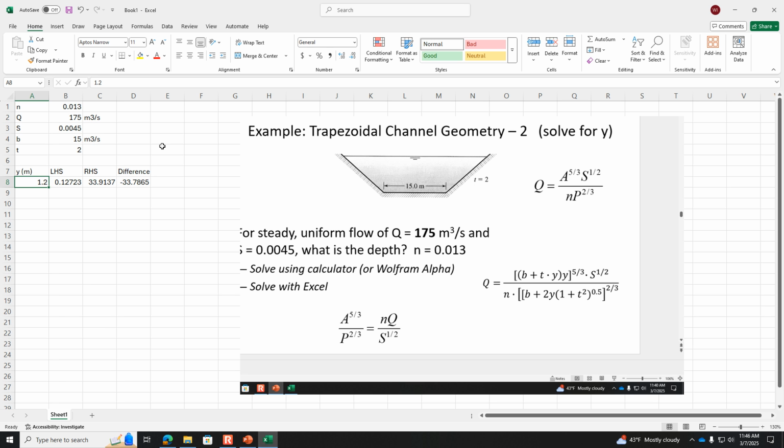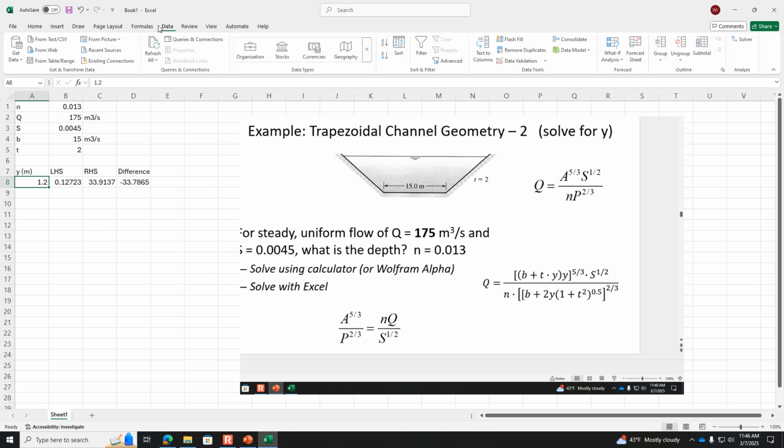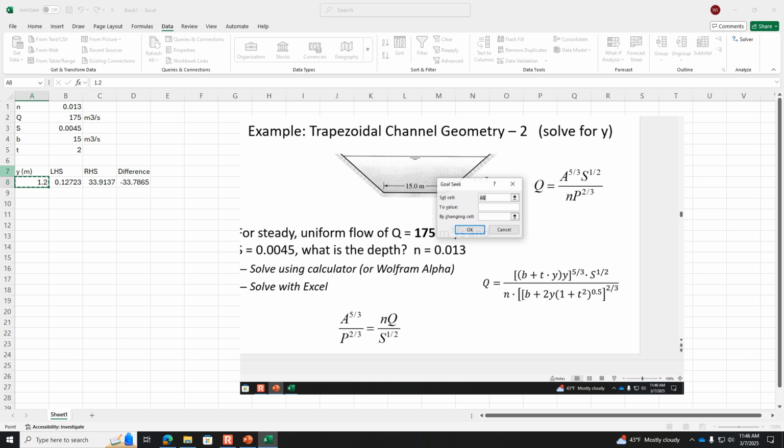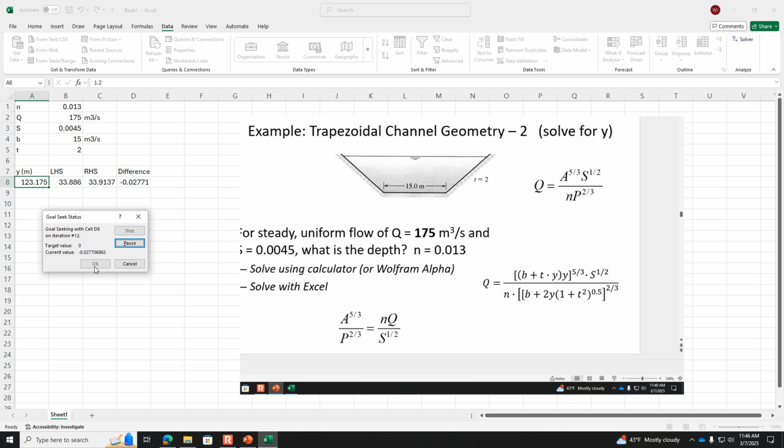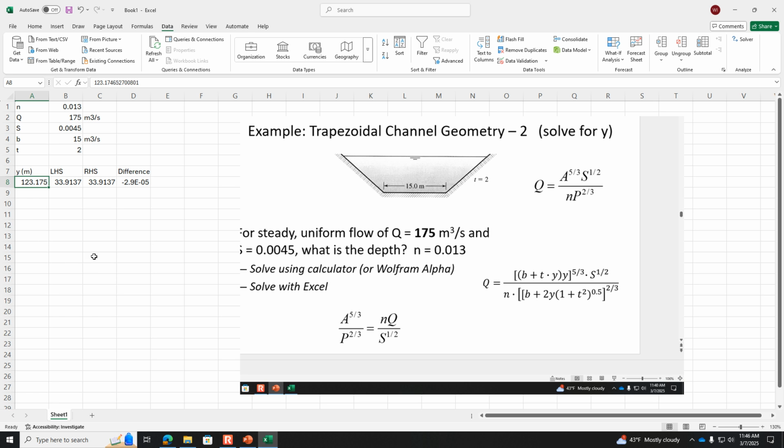Let's try the goal seek and see. Data, what if analysis, goal seek. We want, as our goal, the difference to be 0 by changing the depth. Go. And this is leading me to believe that I may have a mistake in my formula for the left-hand side, because I don't think a depth of 123 meters is quite right. So let me just double check here and see if maybe I've left something out.